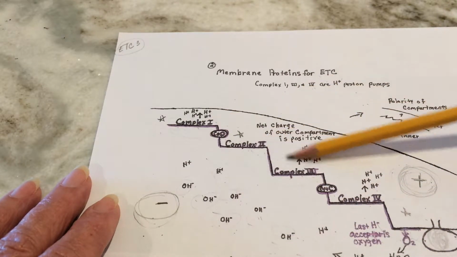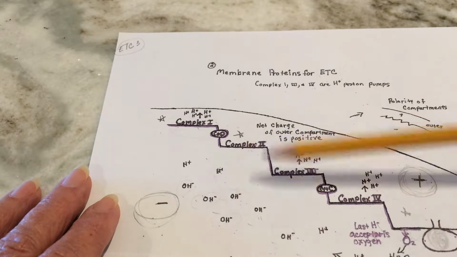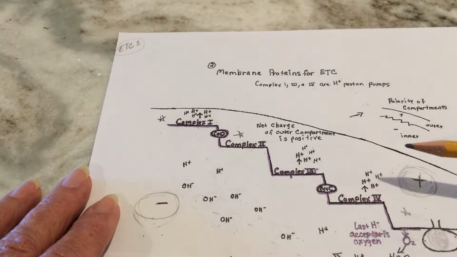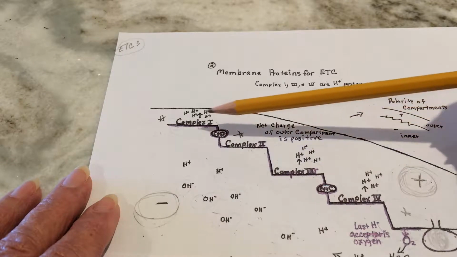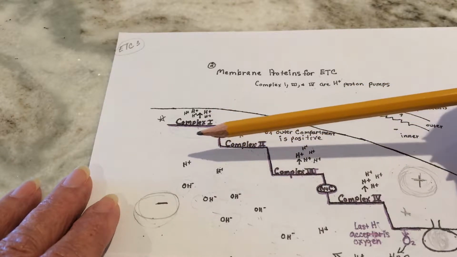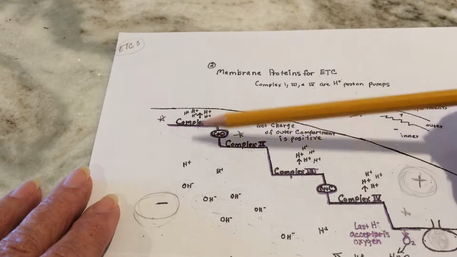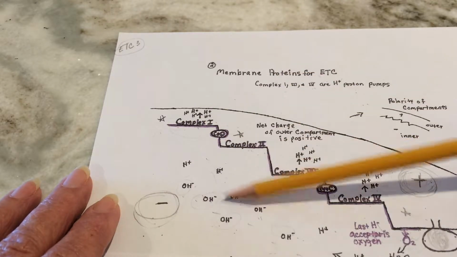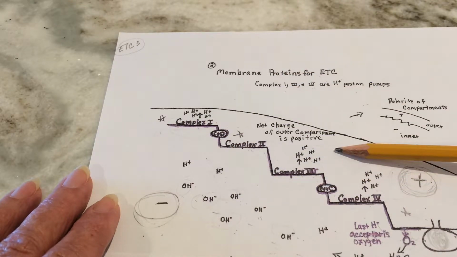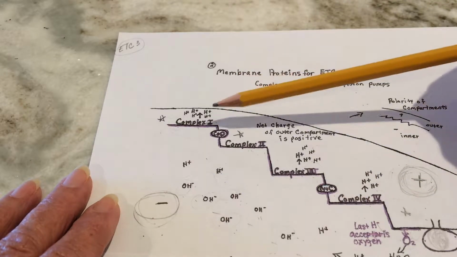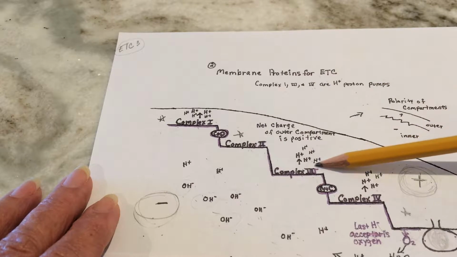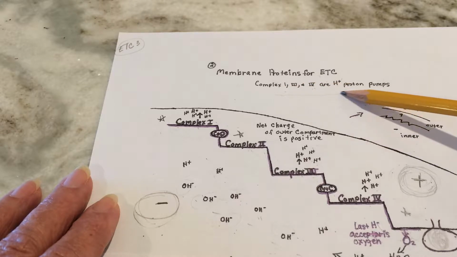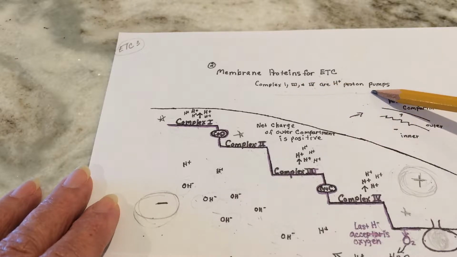Now, as the electrons go down the gradient, all of these chemical reactions that are occurring release heat. That's a form of energy. And this energy is used as a proton pump, and it pumps the hydrogen protons that were on our buses from the inner compartment to the outer compartment. Now those proton pumps are at complex 1, at complex 3, and at complex 4. So complex 1, 3, and 4 are hydrogen proton pumps.